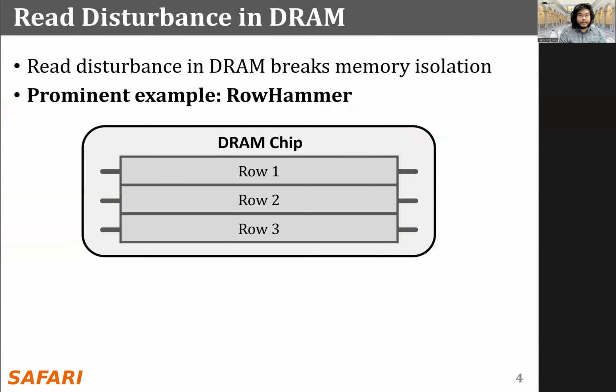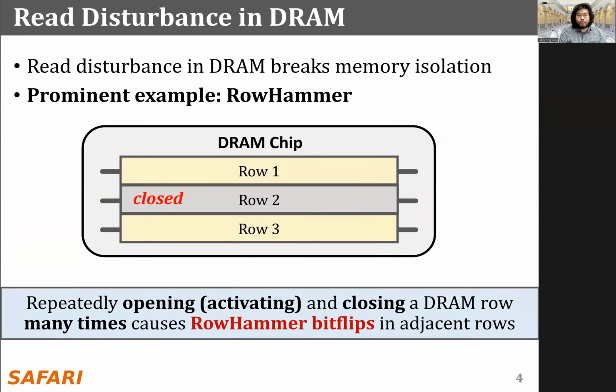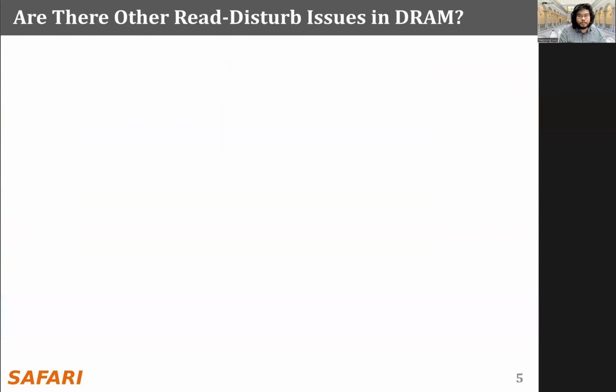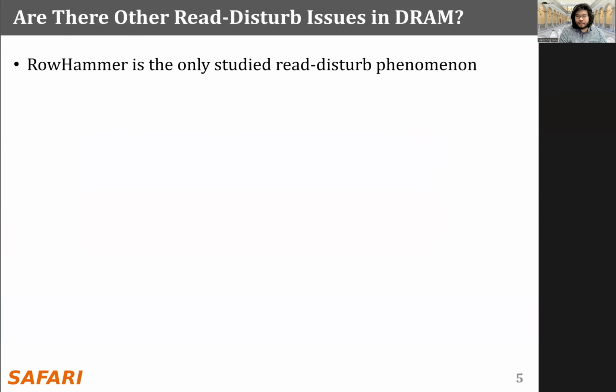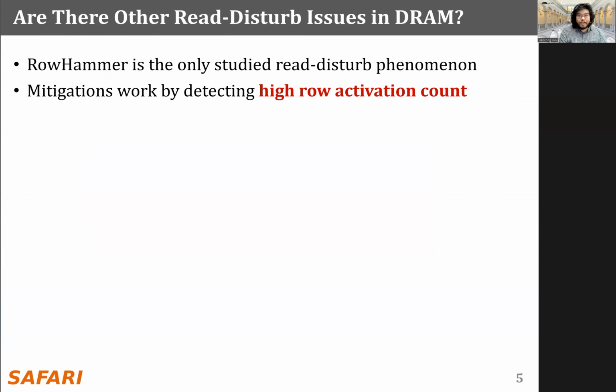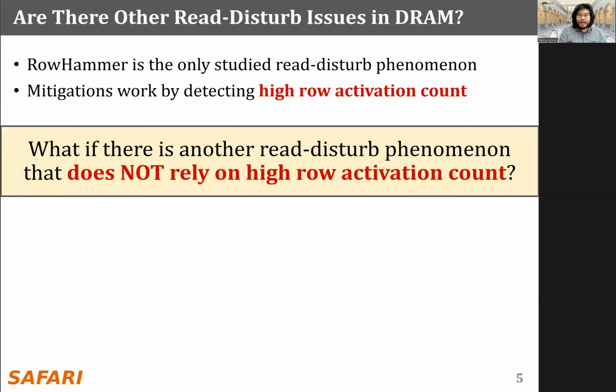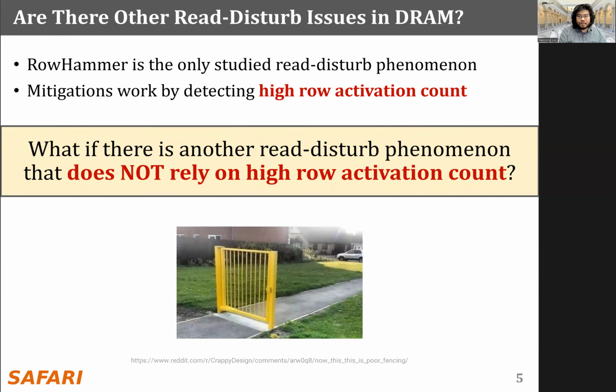Read disturbance has significant system-level implications because it breaks memory isolation. A prominent example of this is RowHammer, where repeatedly activating and closing a DRAM row many times causes RowHammer bit flips in adjacent rows. RowHammer is the only studied read disturbance effect, and various mitigations work by detecting high row activation count. This raises the following question. What if there's another read disturbance phenomenon that does not rely on high row activation count?